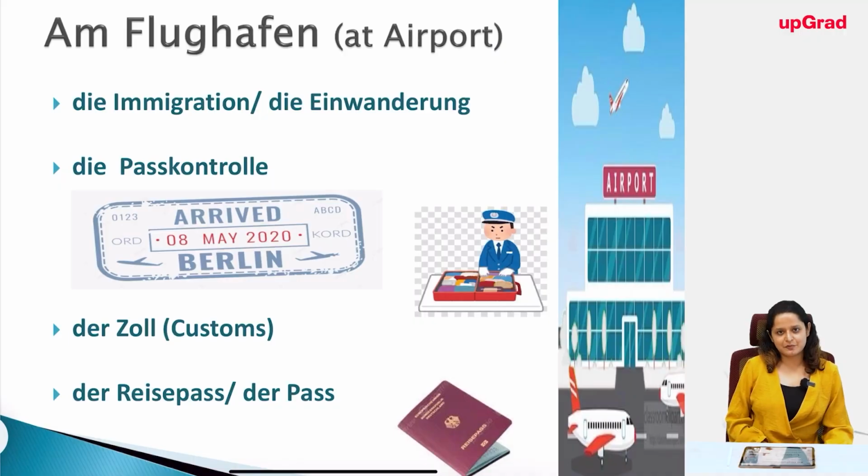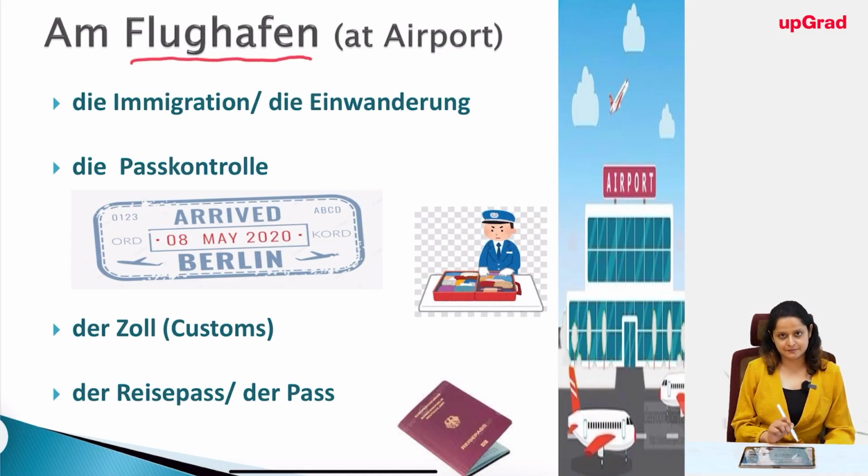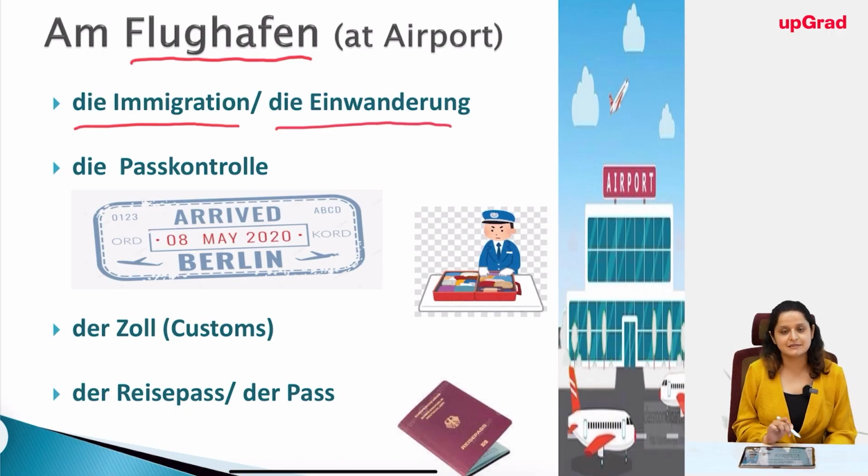Now the situation that we look at is the situation at the airport. Airport is Flughafen. So the situation we have is am Flughafen, which is at the airport. The first word we take here is the Immigration, which means immigration, or the Einwanderung, which means immigration as well. These two terms we use for immigration.